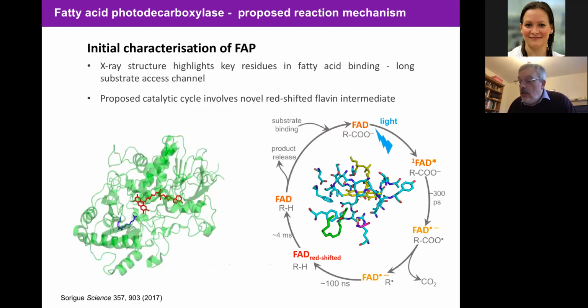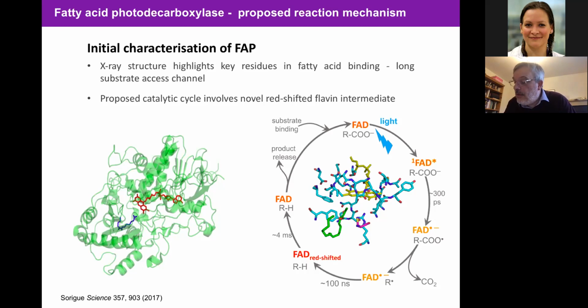Within that paper in Science, the structure of the enzyme was reported by Sorigay et al, and it provided the required insight into long chain fatty acid binding in the active site cleft that could be targeted for rational design towards substrates. A notional catalytic cycle was also presented by these authors involving FAD photochemistry to decarboxylate the fatty acid using excited state flavin chemistry.